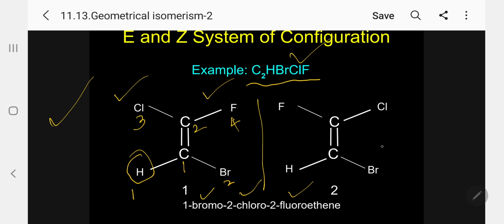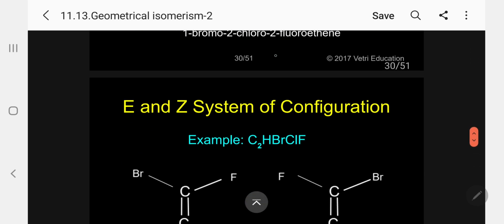Okay. So here also the same thing. This example also has the same common name, kindly follow, but they are different configurations. Because in the first case fluorine is on the right hand side, and in the second case fluorine is on the left hand side. So we cannot give the same name. That's why we need the E and Z system of configuration.